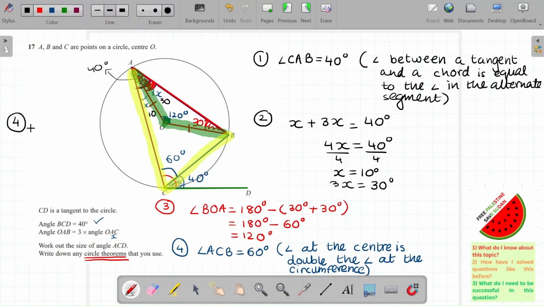Finally, angle ACD, which is what the question asked me to do. And to find that, I'm going to add this with this. So 60 degrees plus 40 degrees is equal to 100 degrees. Okay, and that's how we answer this question.